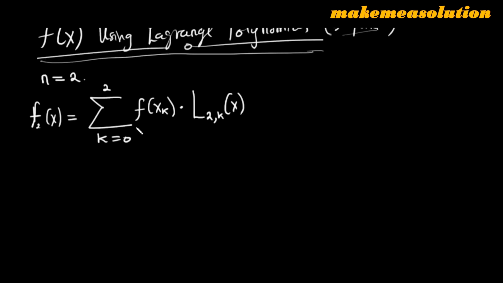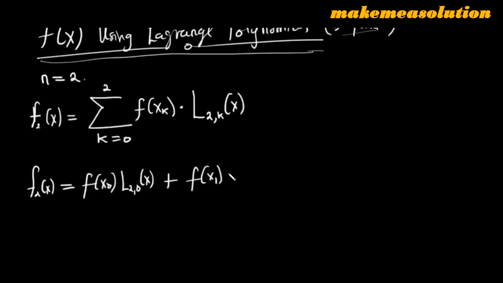All right, so follow me gradually. Remember that when we built this polynomial, our f2 of x became what? You had f of x naught. We now have our L2 naught of x. Then we now have plus f of x1, our L2 1 of x, and plus f of x2, which is our L2 2 of x.